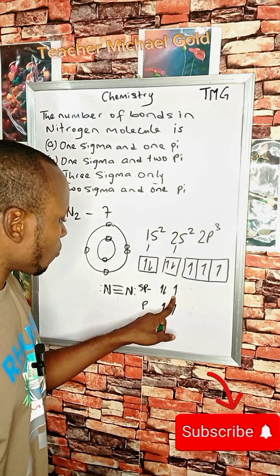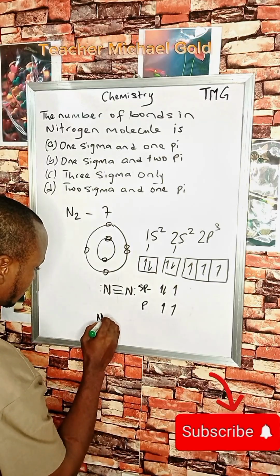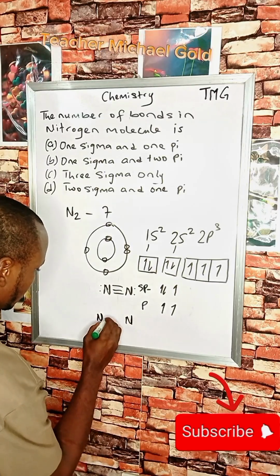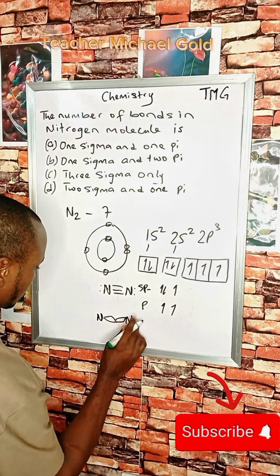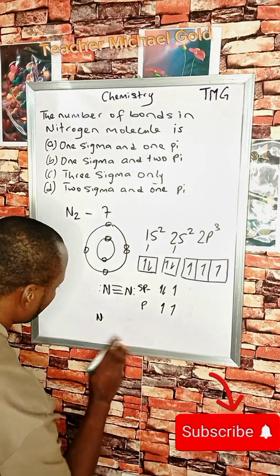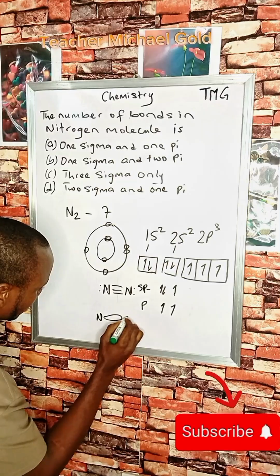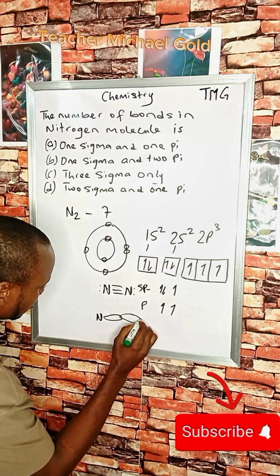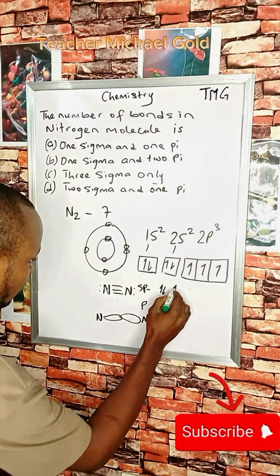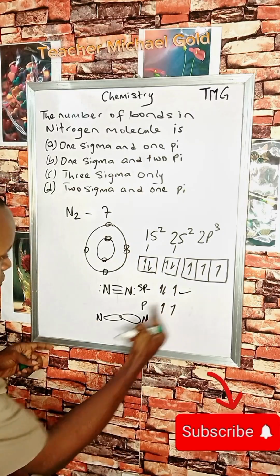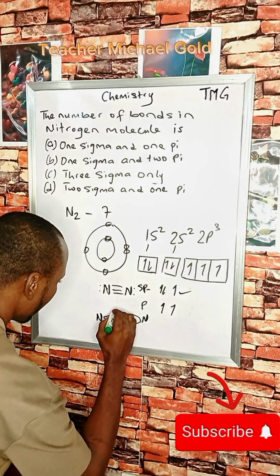Then this particular one forms the sigma bond. This is how the sigma bond is formed. Don't forget how to draw this. So this is how the sigma bond is formed. Now this is a side to side overlap. This is the result of this. One nitrogen brought its own 1 electron, the other brought its own electron, and they form a side to side overlap. So this is the sigma bond.